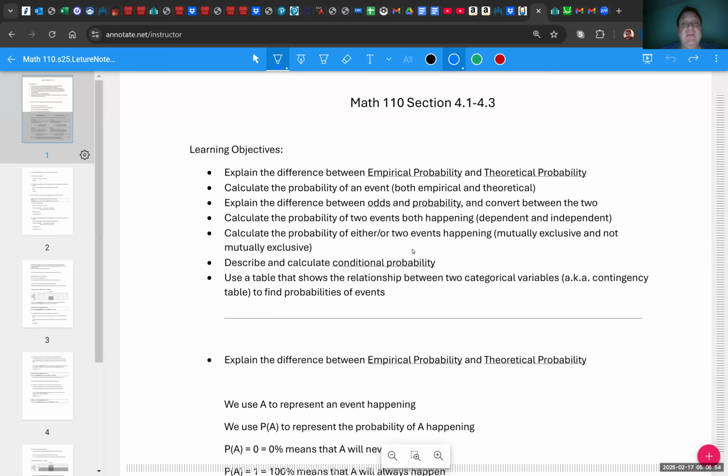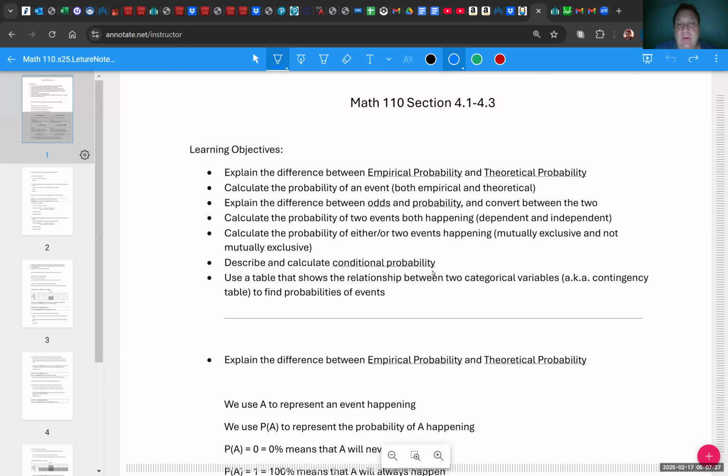Another main learning objective is to calculate the probability of either or two events happening. Again, there are two different ways that two events either or can happen. They're called mutually exclusive and not mutually exclusive, or mutually inclusive. We're going to describe and calculate conditional probability, and finally use a table that shows the relationship between two categorical variables, also known as a contingency table, to find the probability of events.